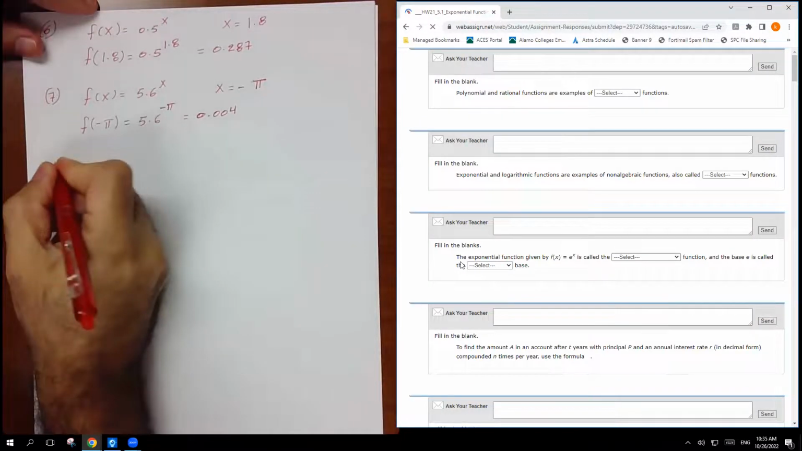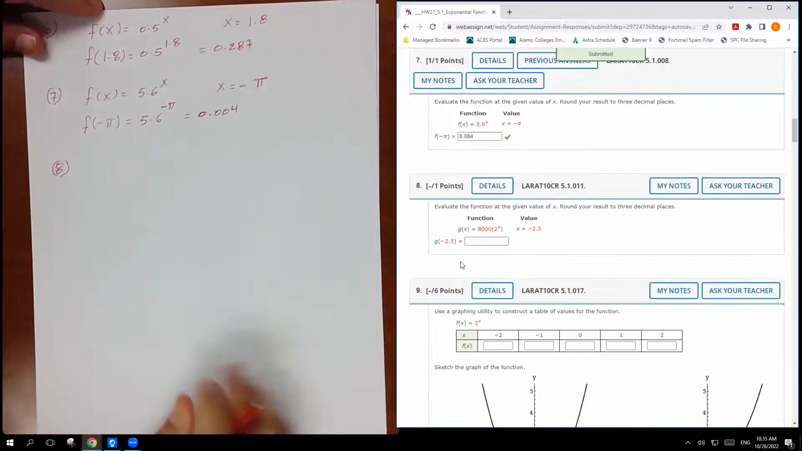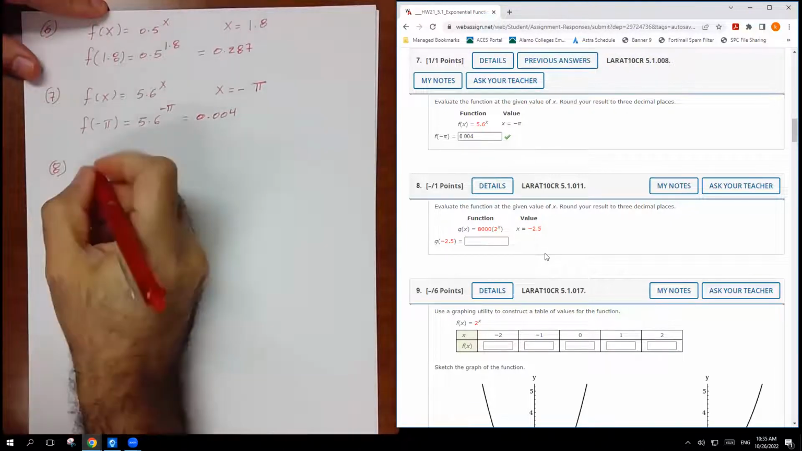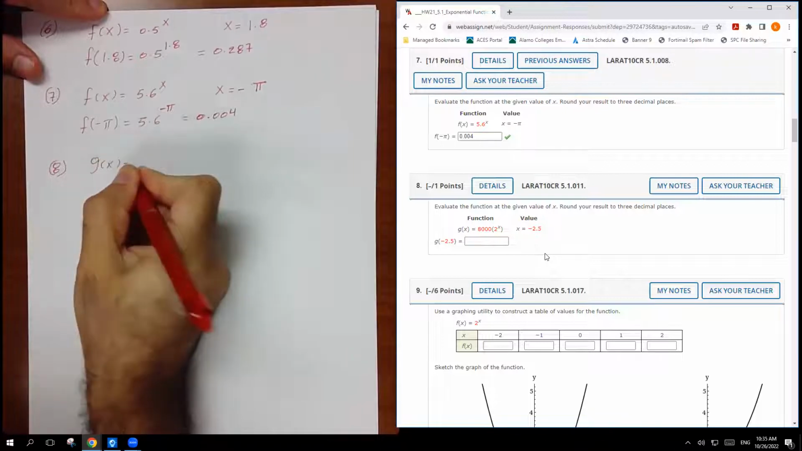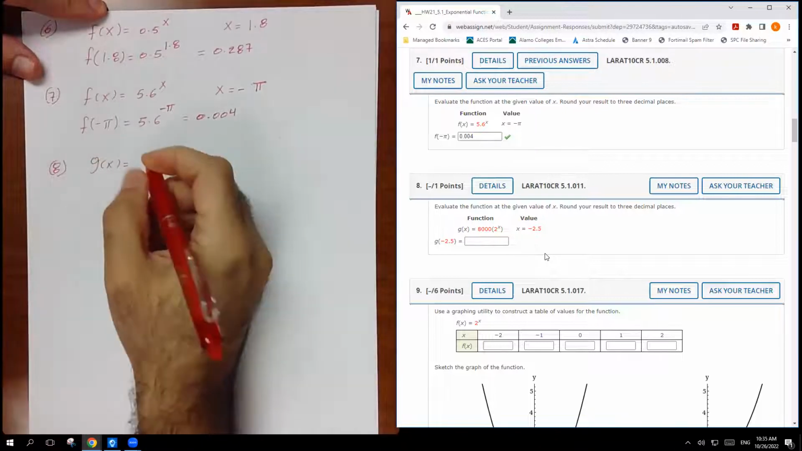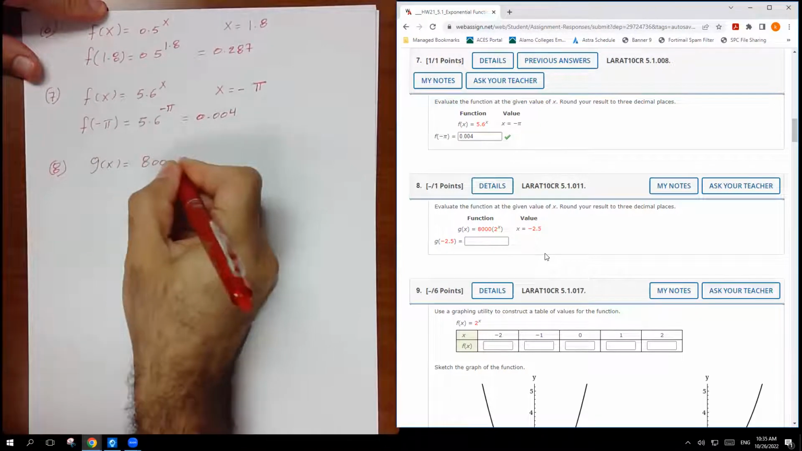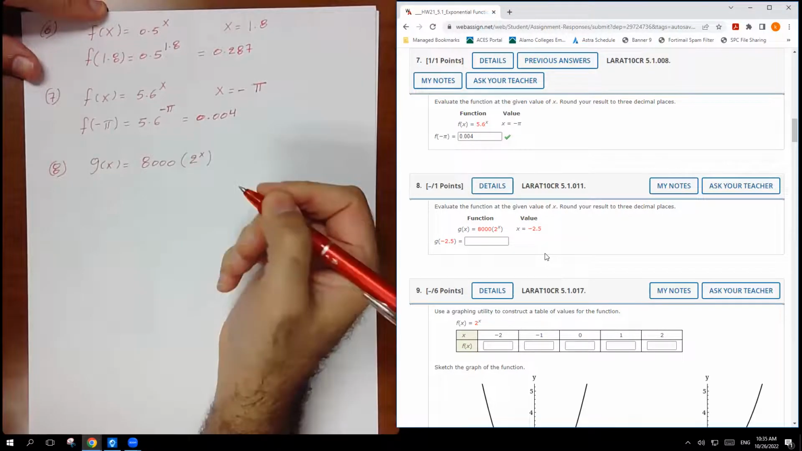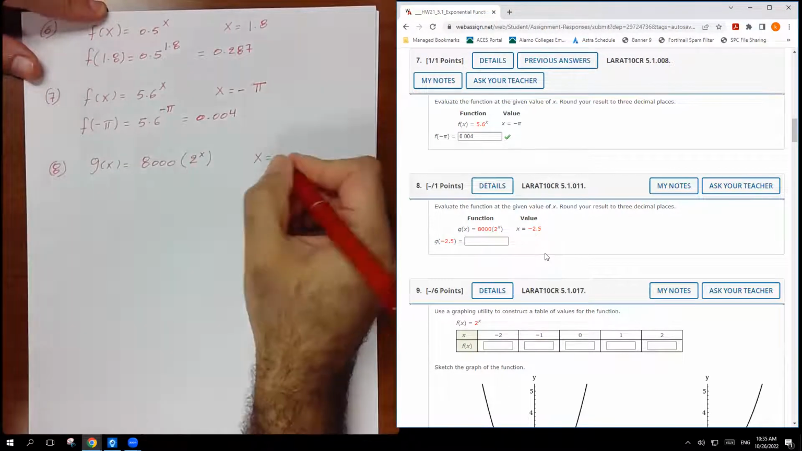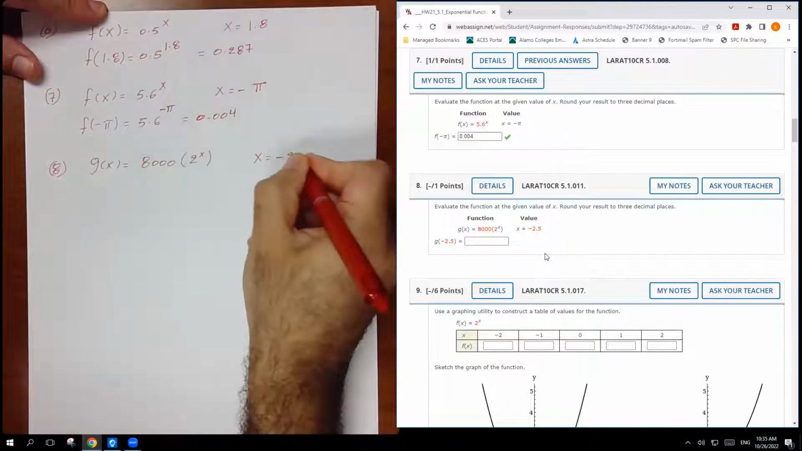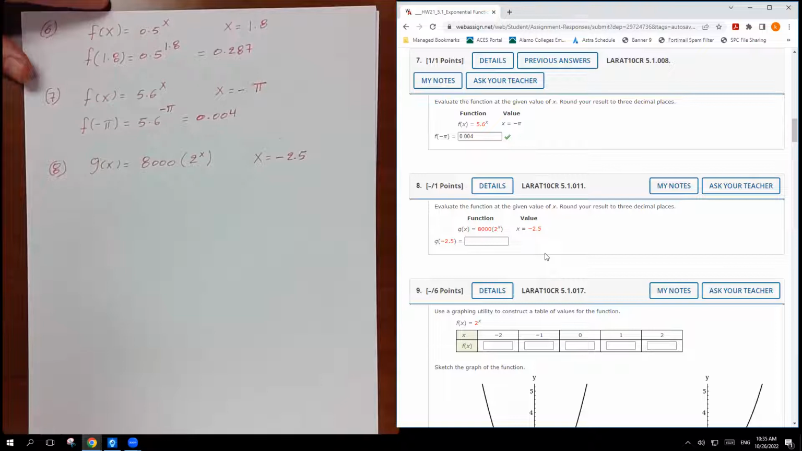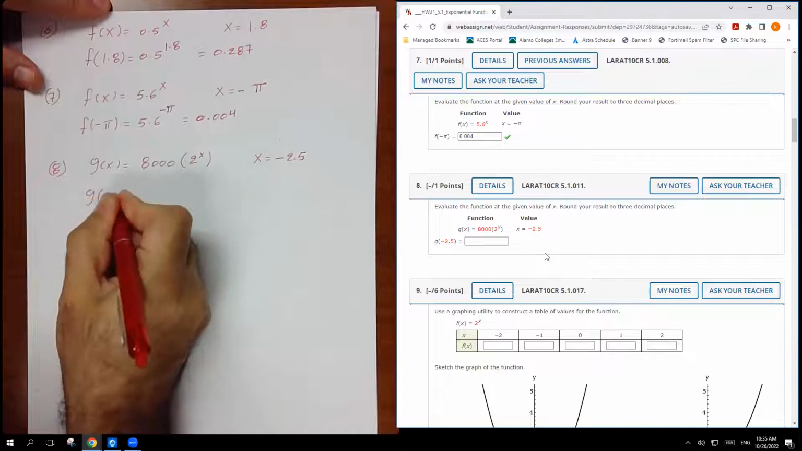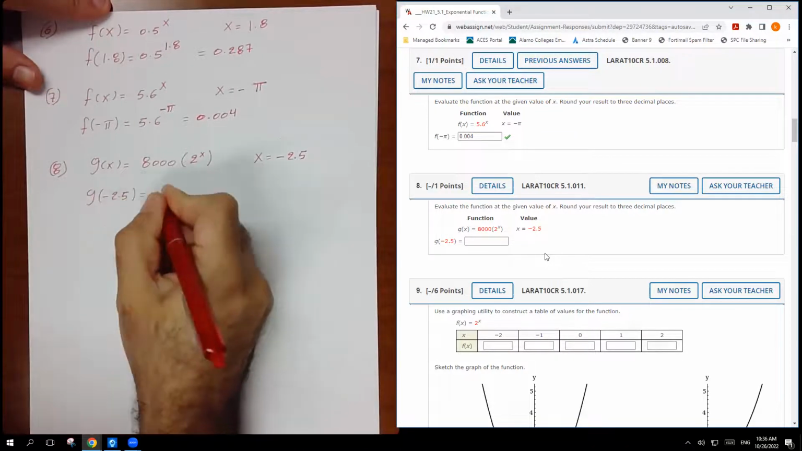For example 8, now we have g of x equal 8,000 times 2 to the x. And they're telling you the value of x equals negative 2.5. So how are we going to evaluate this one? We're going to plug in this number here. That means g of negative 2.5 is going to be 8,000 times 2 to the negative 2.5.